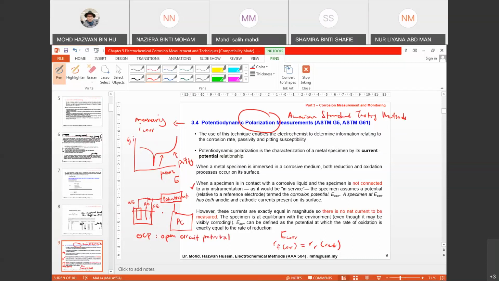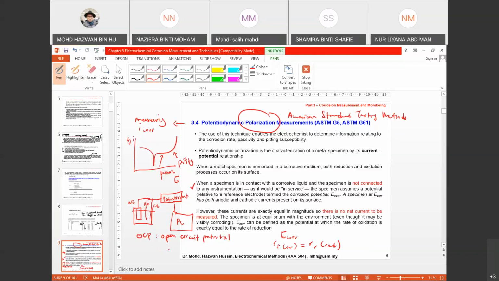Before you start the experiment, when you put the metals together with the electrodes, the metal will immediately corrode. That is why over here it is mentioned that the specimen is not connected to any instruments. It's not assuming it's not connected, because it's not still recorded, but the process is already ongoing.